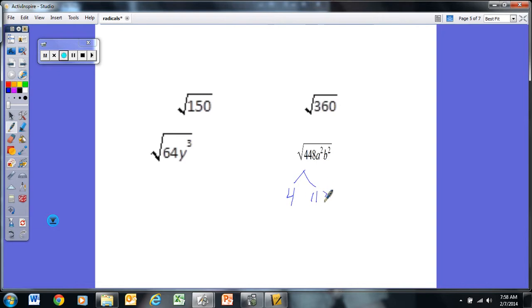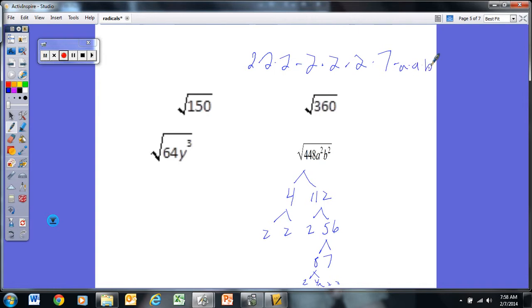I'm going to break down my 4 into 2 and 2. I'll break down 112 into 2 and 56, which I'll break down into 8 and 7, which I'll break down into 2 and 4, which I'll break down into 2 and 2. So the prime factorization of 448 is 2 times 2 times 2. That's 1, 2, 3, 1, 2, 3, 4, 5, 6 2s I need. And a 7. And then 2 A's and 2 B's.